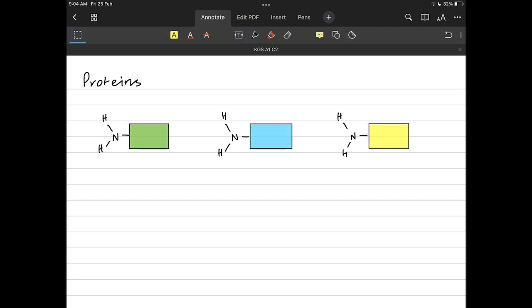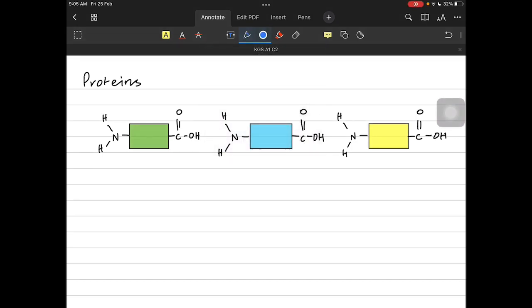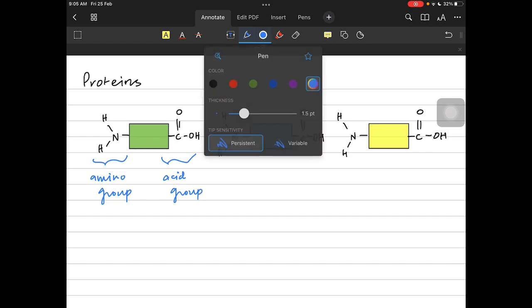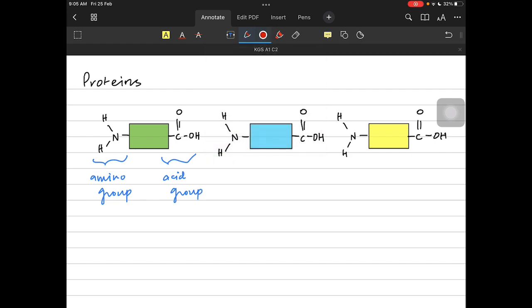Proteins are made by monomers that have an amine group on one side and a carboxylic acid group on the other side. Remember, we used to call it amino acid because it's got an amine group, aka amino group, on one side and the carboxylic acid group on the other side. Each monomer has these two functional groups on both sides of the monomer.